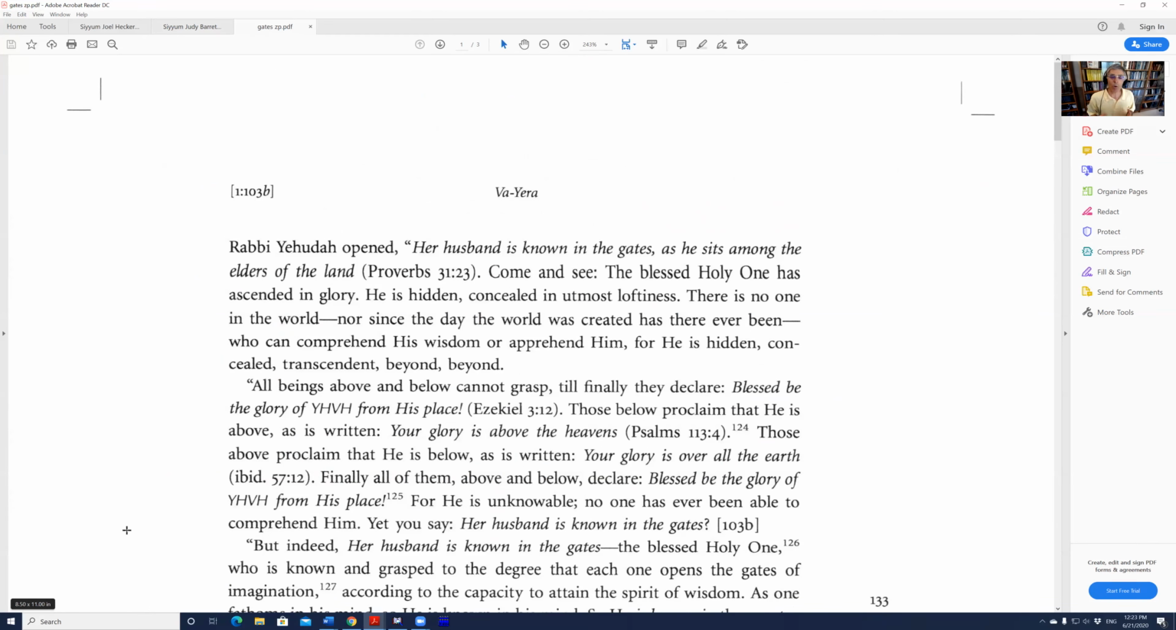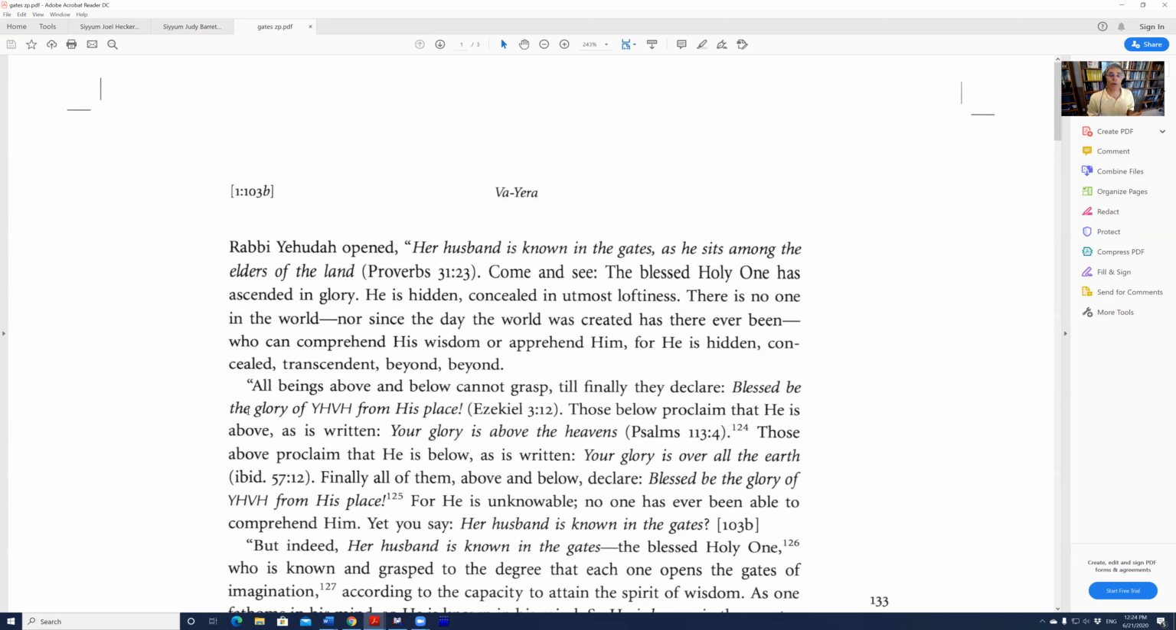So the theme is openings and gates, and that's how Rabbi Yehuda begins with a verse from Proverbs, from Mishlei, also about gates. This is from the famous chapter known as Eshet Chayil, and we're beginning there. Rabbi Yehuda opened. Her husband is known in the gates as he sits among the elders of the land. Okay, this verse is describing the husband of the Eshet Chayil, the husband of the woman of valor, the ideal Jewish woman. And this one verse in the chapter talks about her husband.